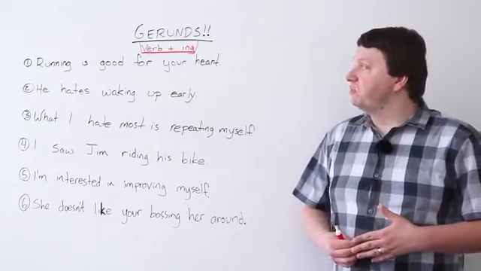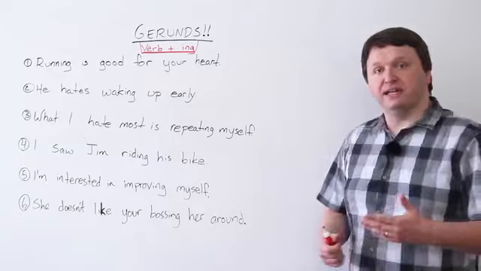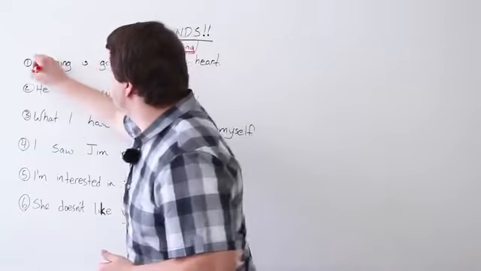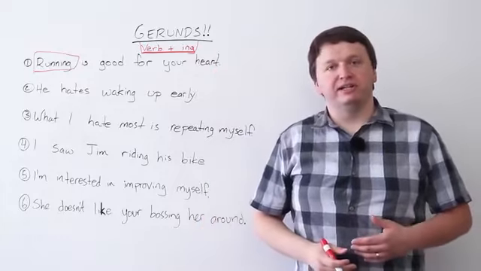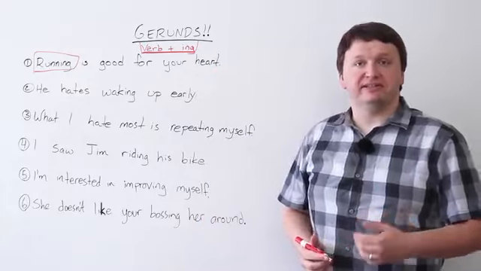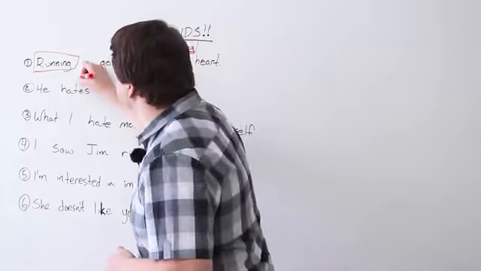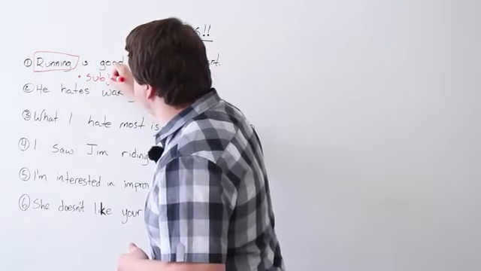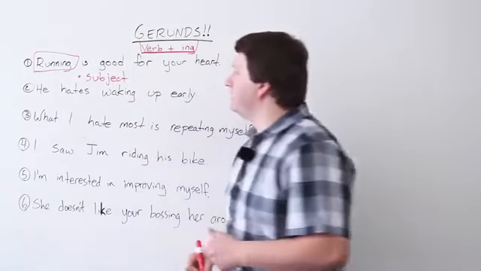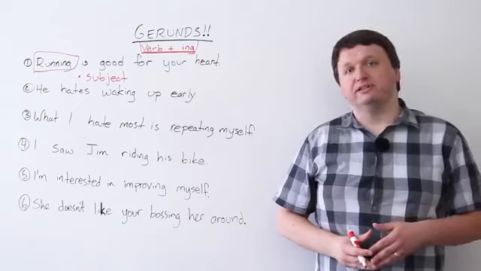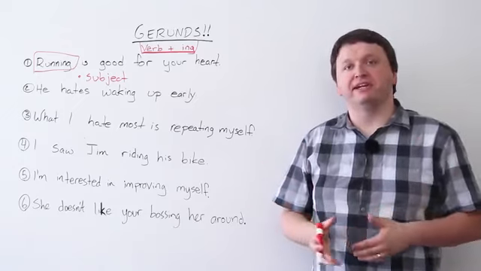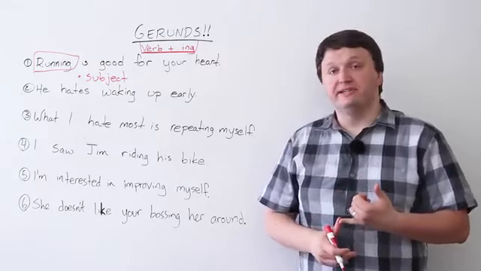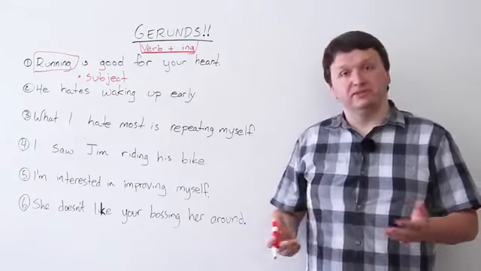The top one says, running is good for your heart. Now, as we've identified, running is the gerund. And in this situation, running is clearly the subject of the sentence, right? So a gerund can be the subject of a sentence. Just like a noun, right? So running is what you're talking about, the activity of running. You follow it with a verb, is good for your heart, okay?